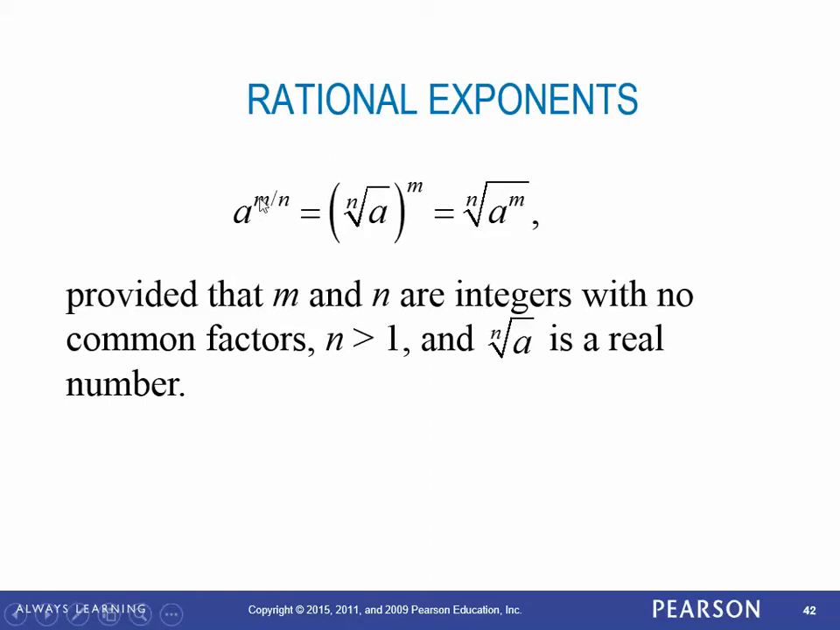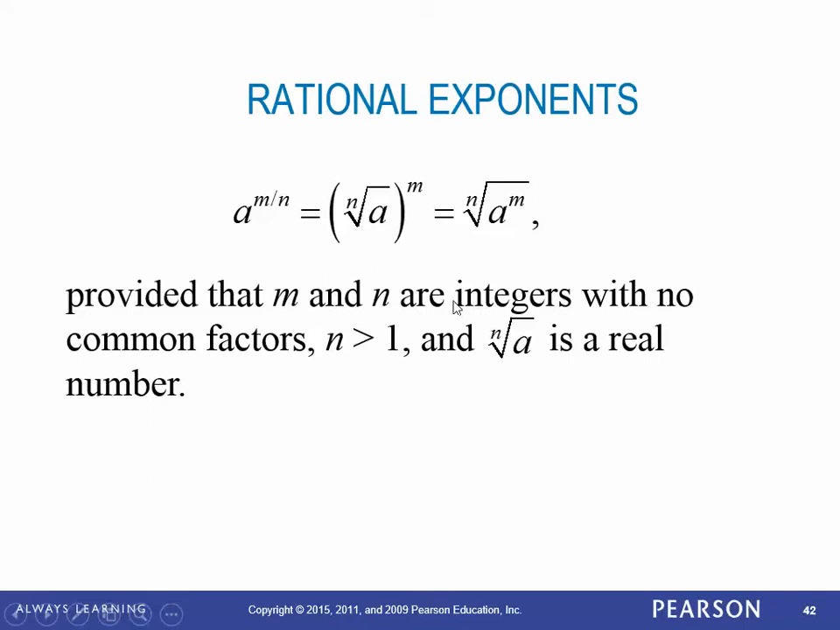So if you have a to the m over n, again, n is the index to your root, but the m is actually your power. So n is the index, m is the power, and again, you could take the radical first and then you take the power, or you can take the power first and then the radical. Doesn't matter which way you do it.